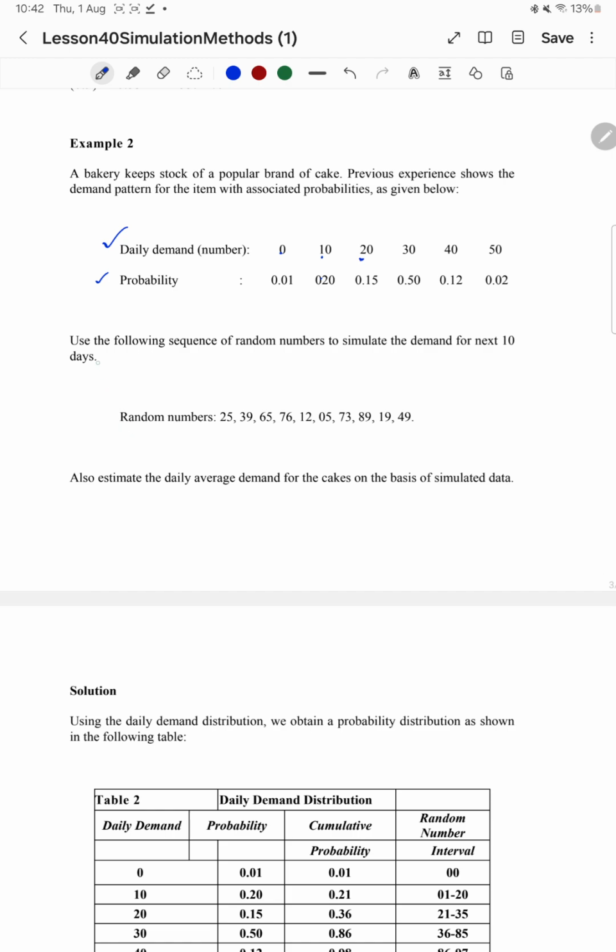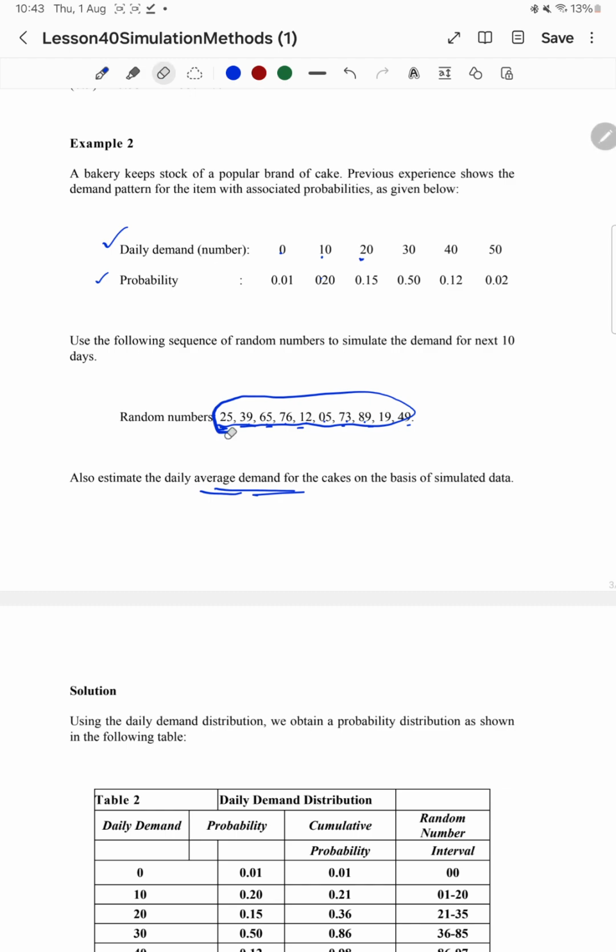Now the question is, use the following sequence of random numbers, which were given in this question. By using these random numbers we have to estimate, or forecast, the average demand for the cakes for the next duration. If you see the random numbers 1 2 3 4 5 6 7 8 9 10, 10 random numbers were given, therefore we can estimate the demand for the cakes for the next 10 days.